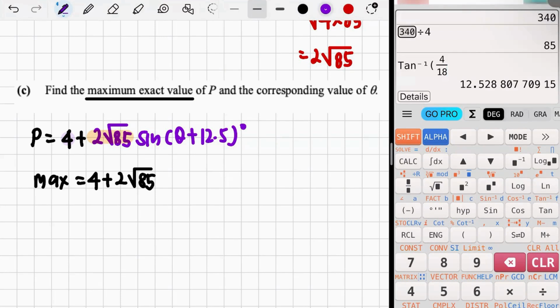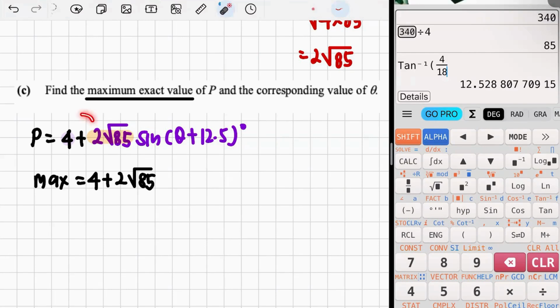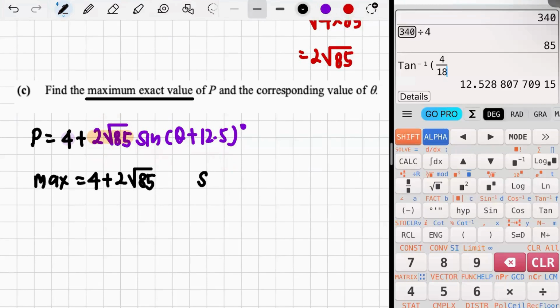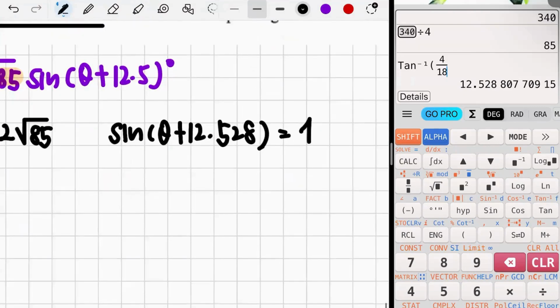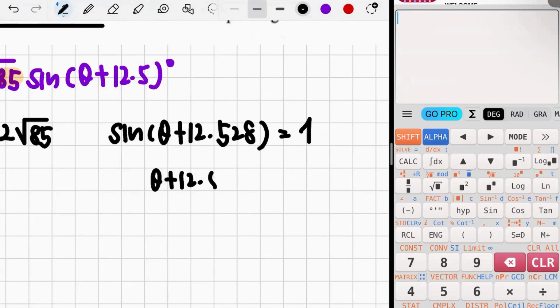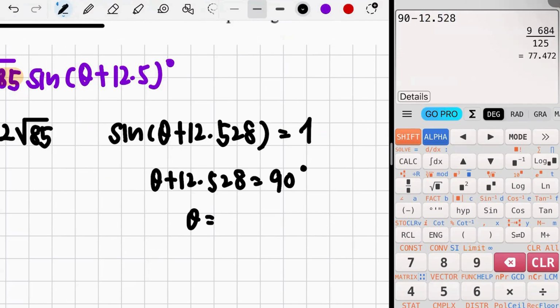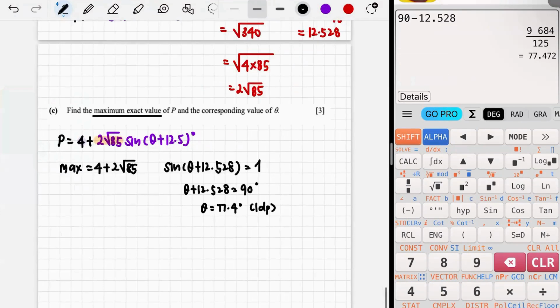How do you get your corresponding angle from here? If you want your answer to be this, this sine thing must be equal to 1, so that this times 1 gives you this one here. So for the corresponding angle, you will have sine of theta plus 12.528 equals to 1. So inverse sine 1, that means theta plus 12.528 is 90 degrees. So your theta is just 90 minus 12.528. 1 dp will do, so 77.4, 1 dp. Usually you don't need to do anything else, so just leave as 1 dp.